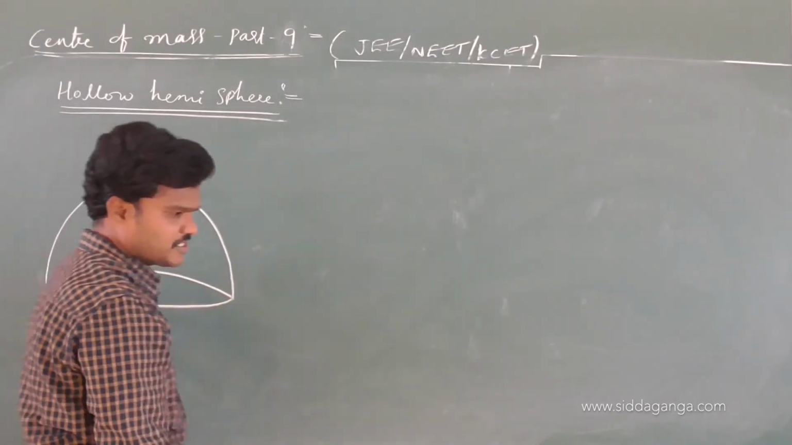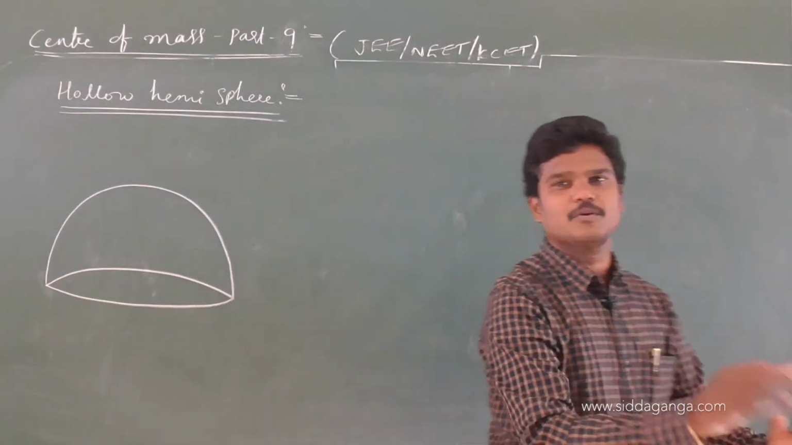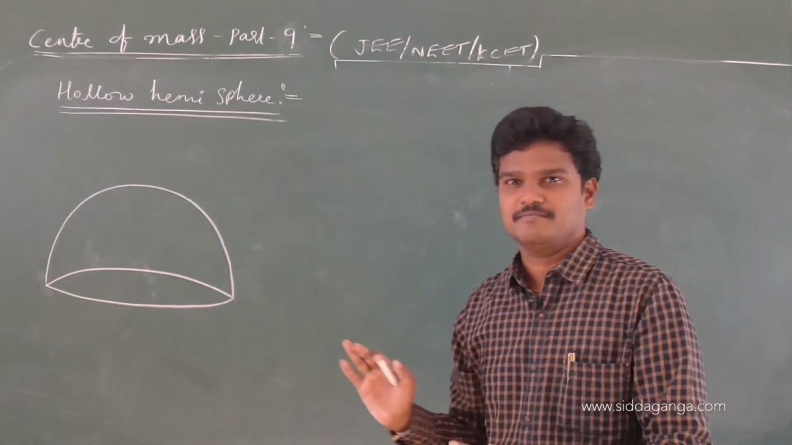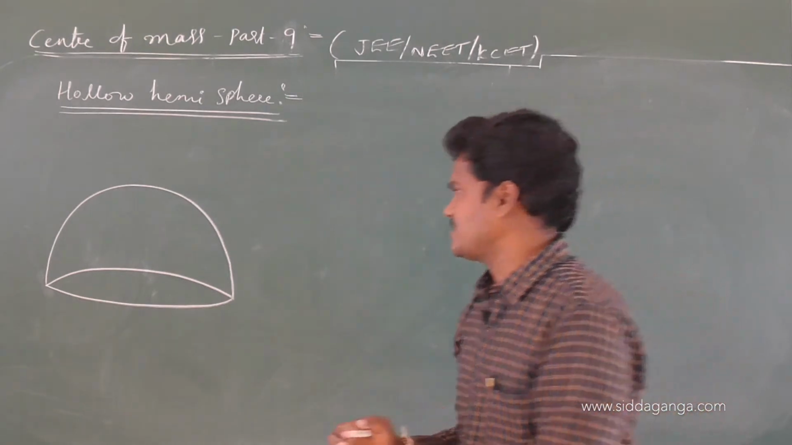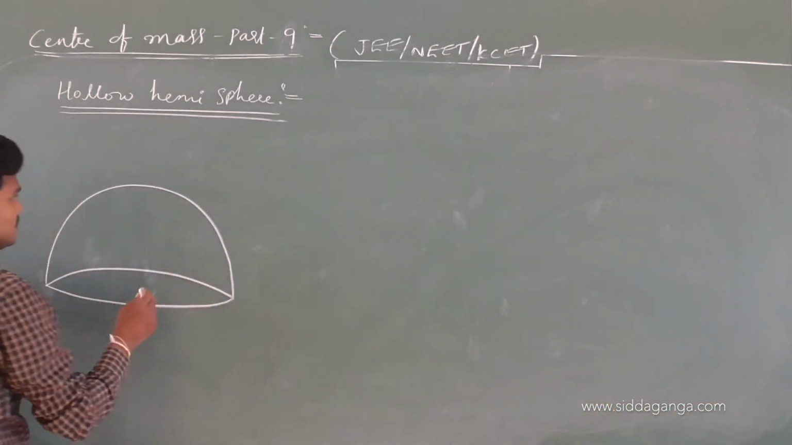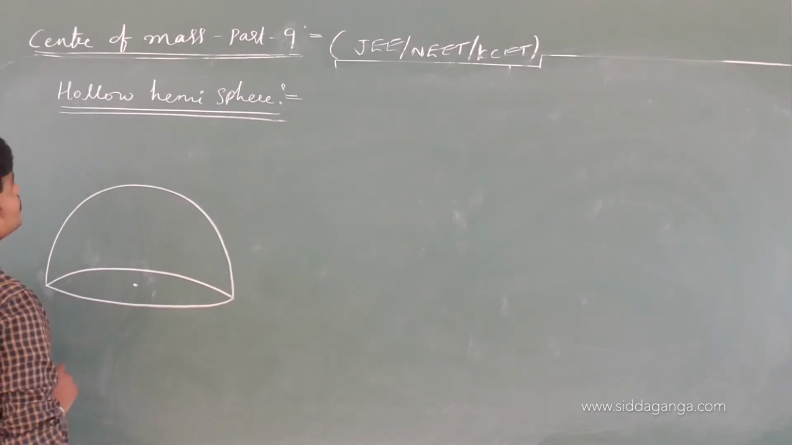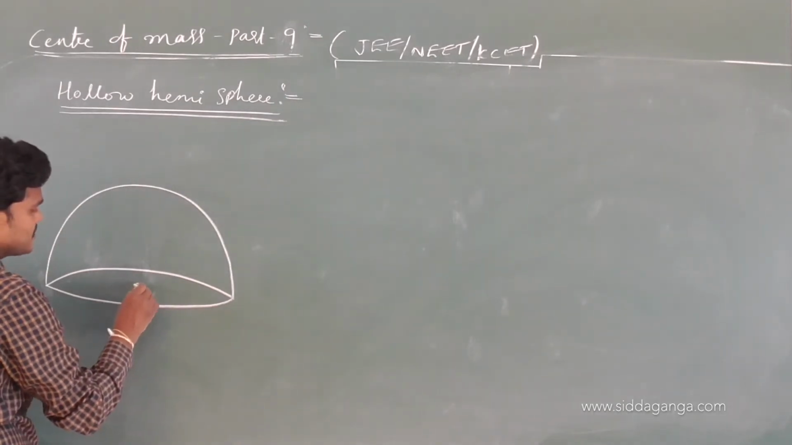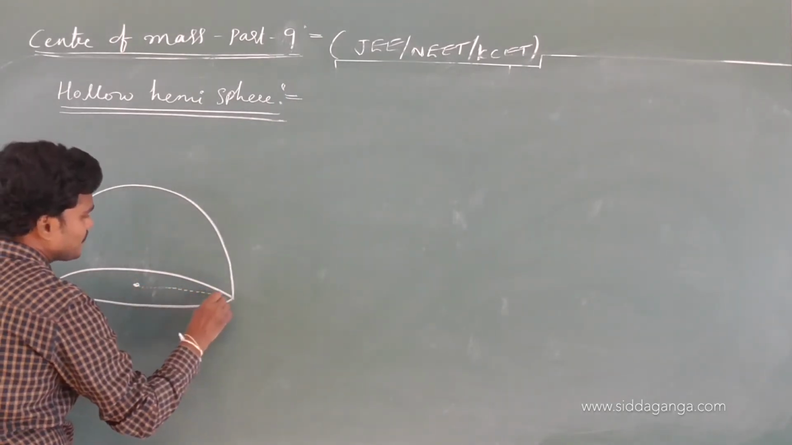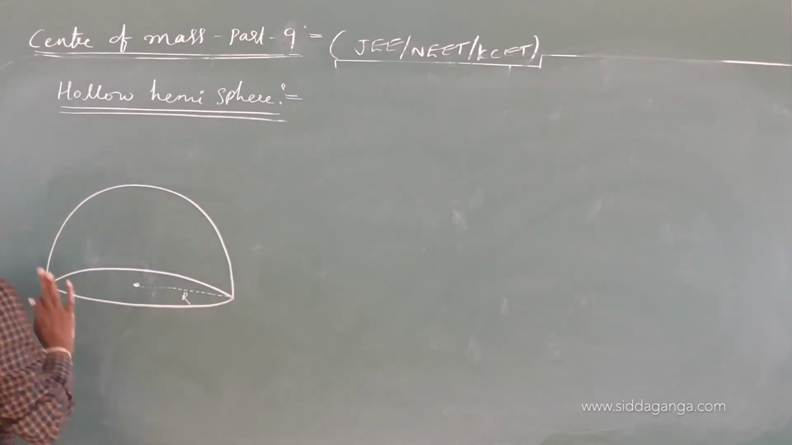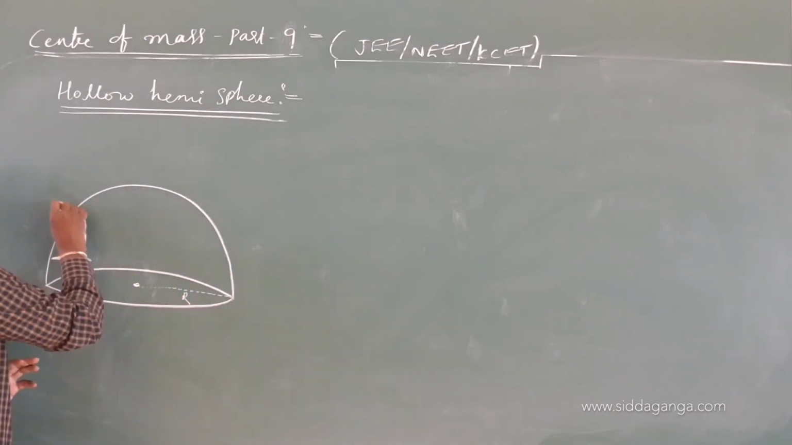Okay, here you try to understand in what way I am extending the solution. That way you observe it first. See, this is the half cup or hollow hemisphere whose radius is mentioned already, capital R. Whose mass is M.